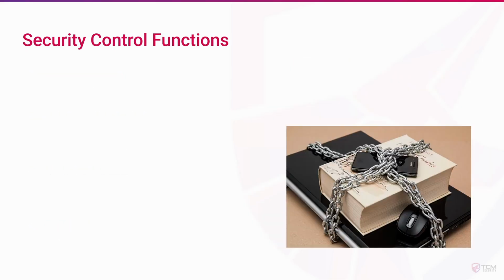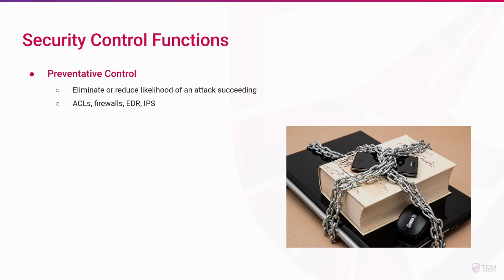Now, we can also talk about security control functions. And these relate to an actual control's function or goal or objective. And so to start, we have preventive controls, and these are security measures deployed to proactively prevent security threats and incidents from occurring. So for example, we can implement things like firewalls or access control lists or EDR tools or intrusion prevention systems.